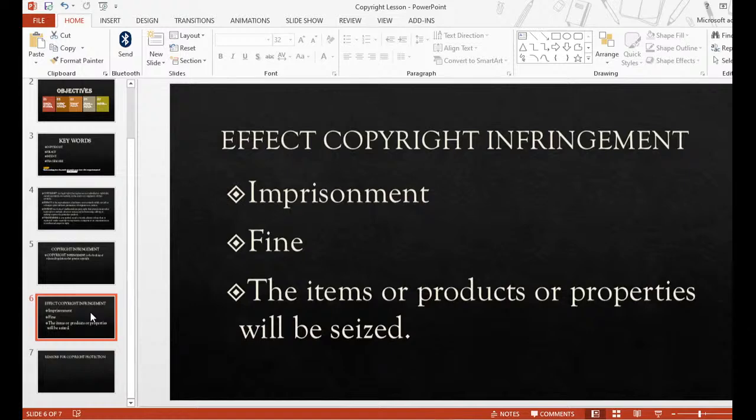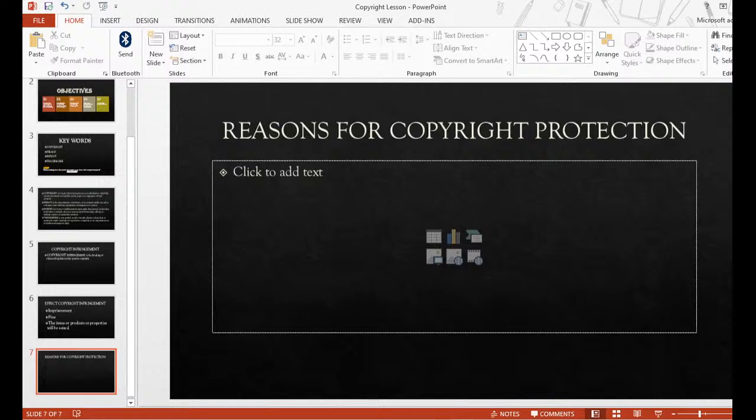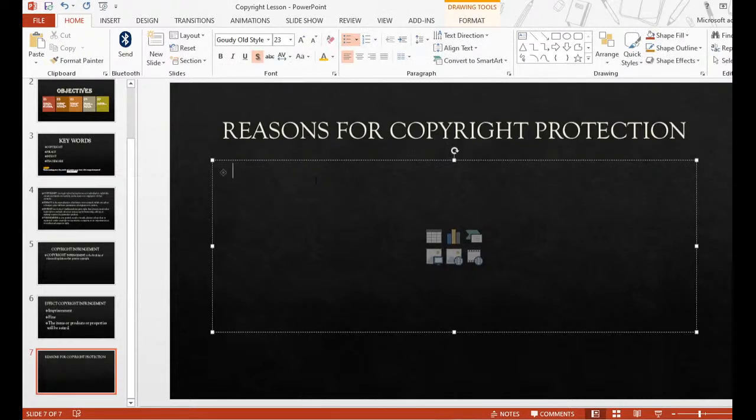Is it clear? Now, as we are done with understanding copyright infringement and its effect, let's look at reasons for copyright protection. Why copyright? Why can't we just allow anybody to do whatever he wants to do? Why copyright? That is what we want to look at. Reasons for copyright protection.